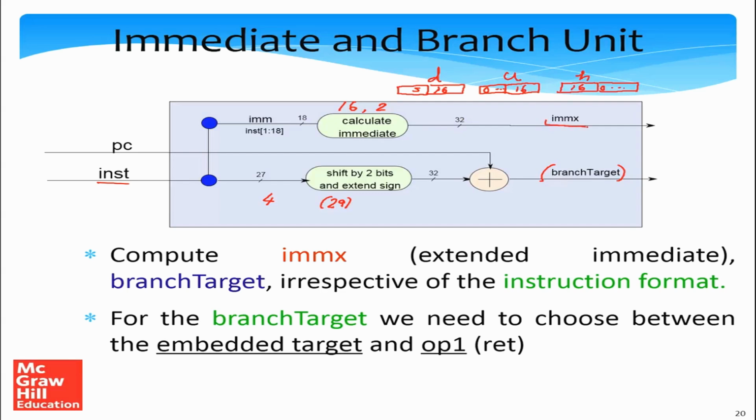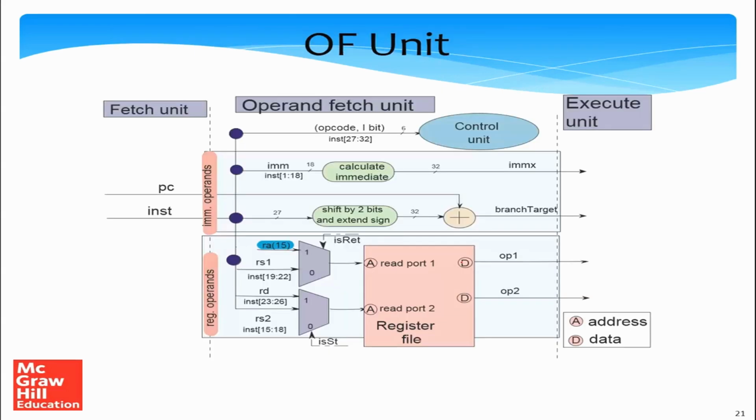So these fields are computed for all instructions, and might contain junk in the case of some instructions. And after doing that, we are done with the OF unit. So the way it stands is that we have the instruction fetch unit on one side, and we have the execute unit on the other side. And we have two main components or subsystems in the operand fetch unit.